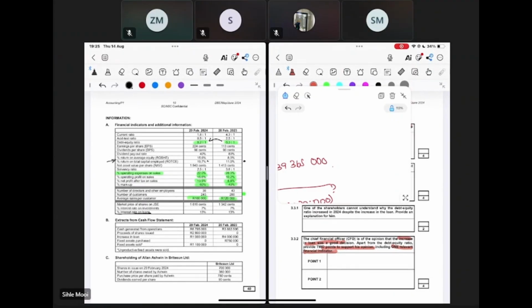So in that case, you would say yes, that is a point. It was a good decision to increase the loan because our return is still more than what our total capital employed was, and the percentage of it has increased. And then what else should we look at?